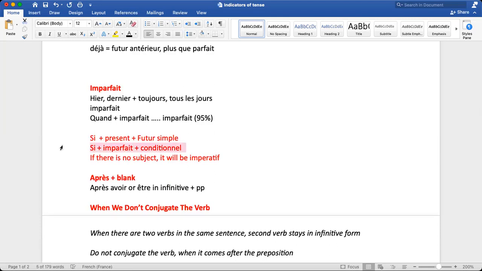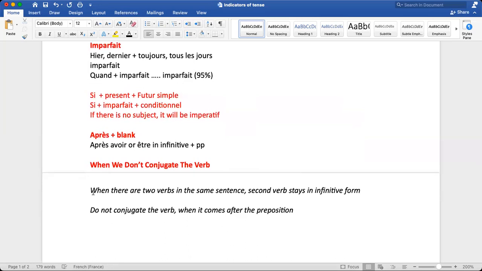Now, si clause. In si clause, we have two types. Si plus present plus future: if the first sentence is in present tense, the second would be in futur simple. In si clause, if the first sentence is in imparfait, the second would be in conditional. But if there is no subject, you will use the imperative. No future, no conditional, please.